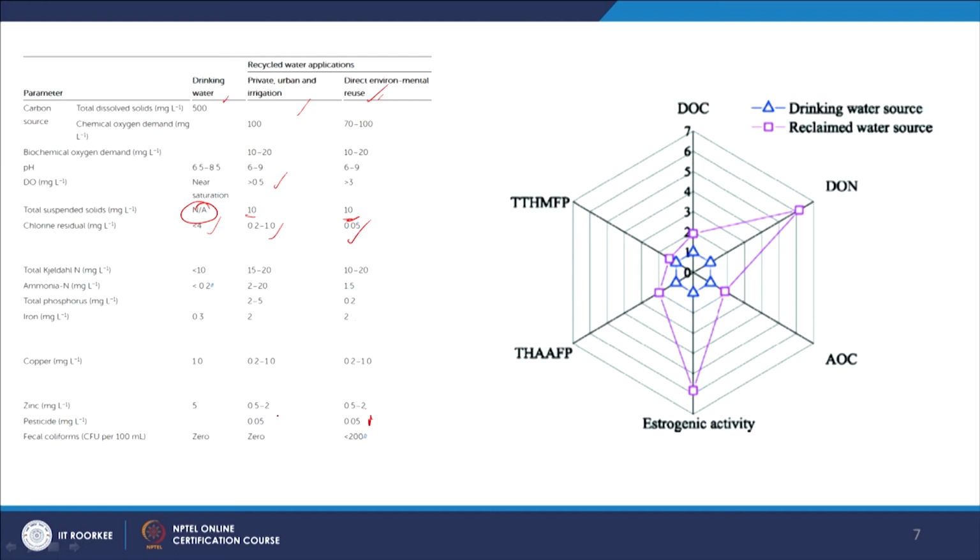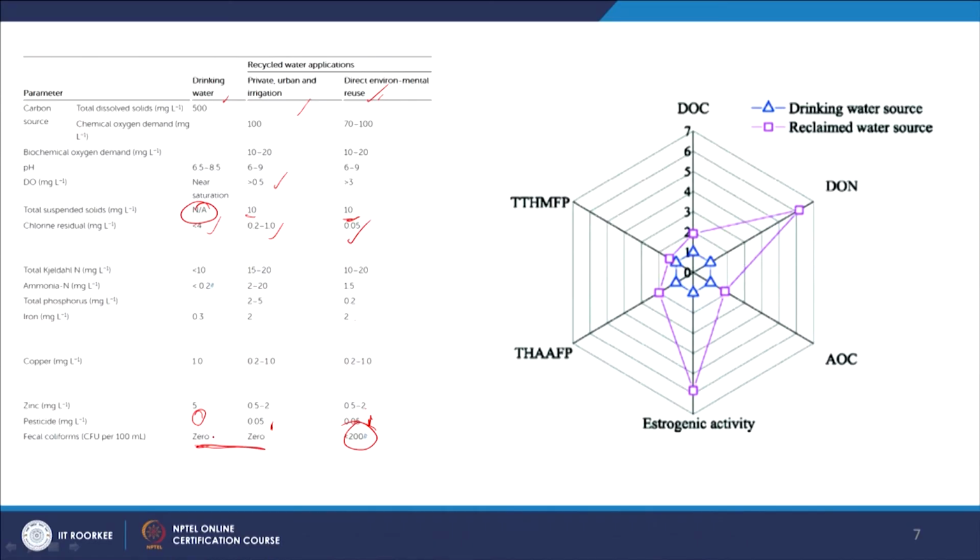What is interesting is that some pesticides are allowed in recycled water used for private urban irrigation, public irrigation purposes and direct environmental reuse, but none of them is allowed for drinking water. Also, fecal coliforms are allowed in reclaimed water used for direct environmental reuse, but definitely not allowed in drinking water. So, even if I take the water that is good enough for direct environmental reuse and try to use it as drinking water, it requires further treatment.